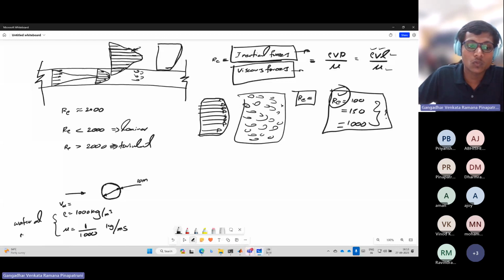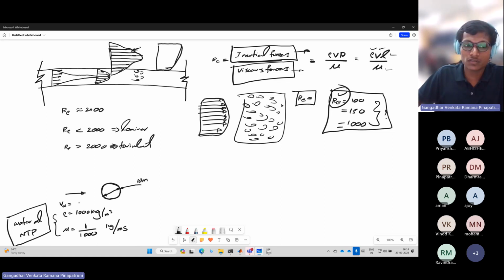Water at normal temperature and pressure, let's assume the density is 1000 kg per meter cube and mu is 1 by 1000. This is for simulation purposes. You need not worry about why we are taking water and not air. You can take any Newtonian fluid, such that you identify the density, the viscosity, the diameter, and also the velocity, v infinity.